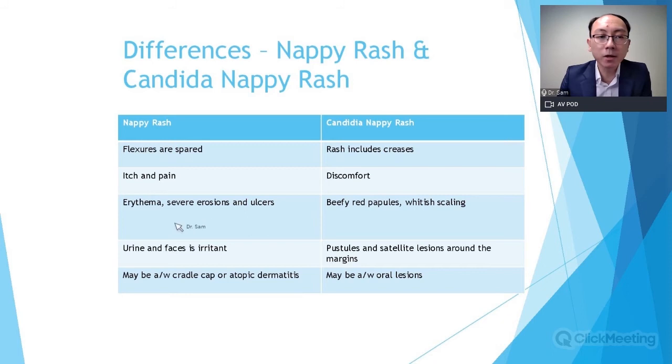Because nappy rash is an irritant type, sometimes it is associated with cradle cap or even atopic dermatitis. For Candida nappy rash, I would suggest you also look at the oral cavity to see whether the patient has any oral candidiasis or not. If there is, you can use nystatin suspension.